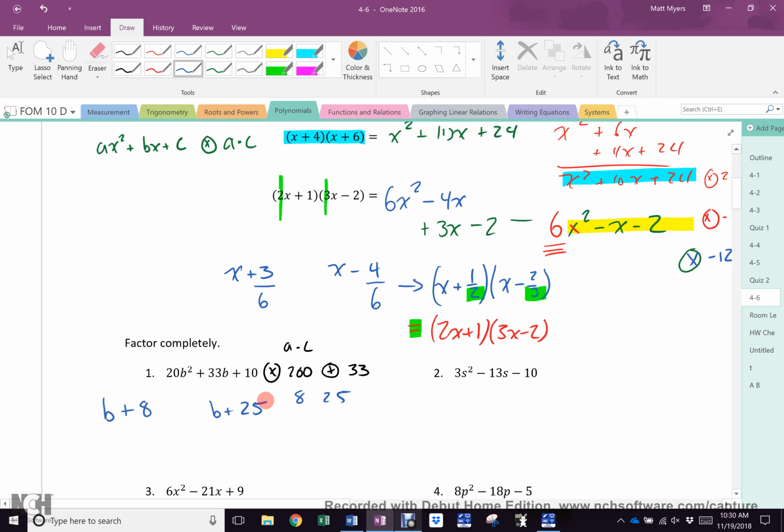But the only reason I know it's 8 and 25 was because I multiplied by 20, correct? So I better get rid of that multiplication, which is done by dividing by 20. Would Mrs. Bad Crumble ever let you leave those fractions? No. What do they become? Simplified. So this is what?